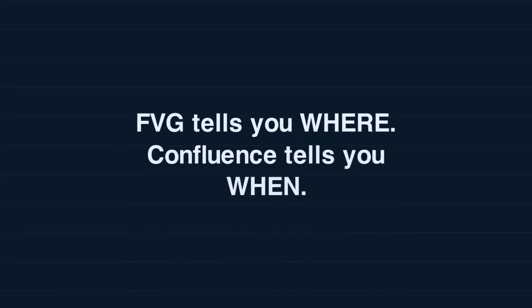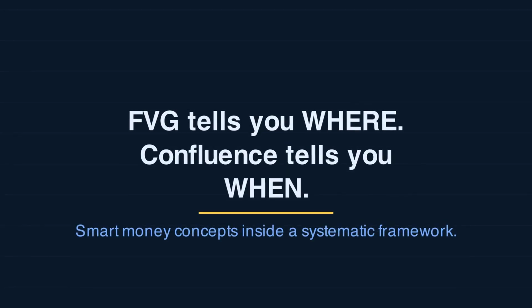ICT fair value gaps tell you where smart money is positioned. The Confluence method tells you when to actually pull the trigger. Trading FVGs alone is a 50-50 bet because the same chart can show 3 or 4 FVGs and you can't tell which one matters. Today, how to layer fair value gaps with anchored VWAP and horizontal key levels to isolate the FVGs that institutional positioning actually defends, fractal across every time frame.